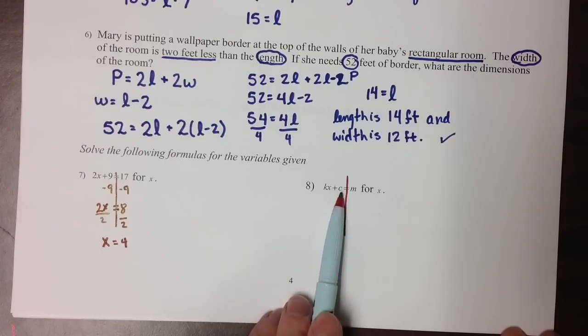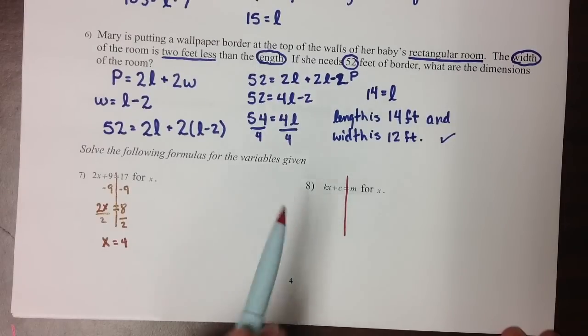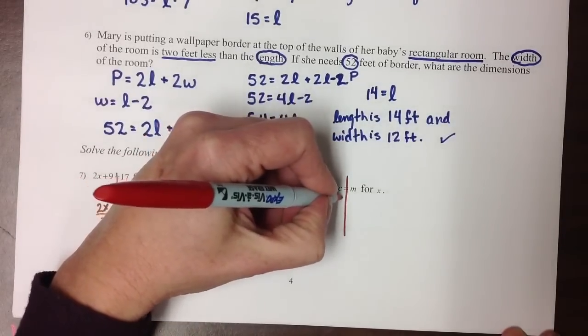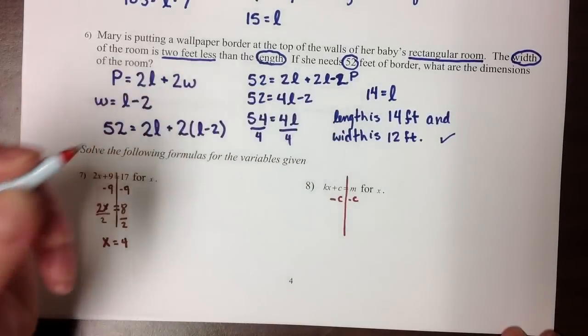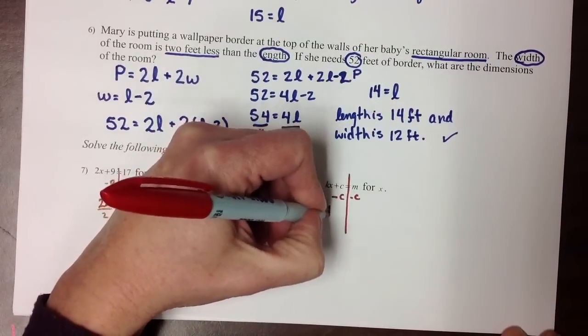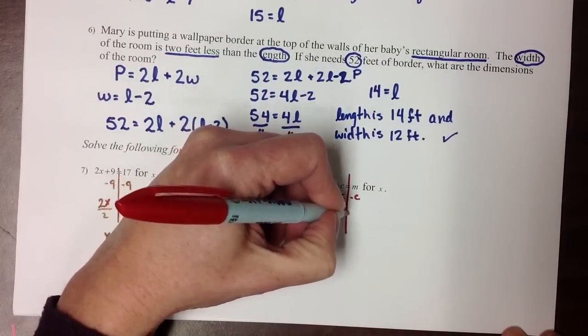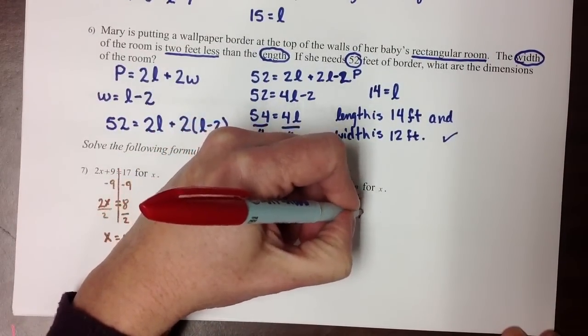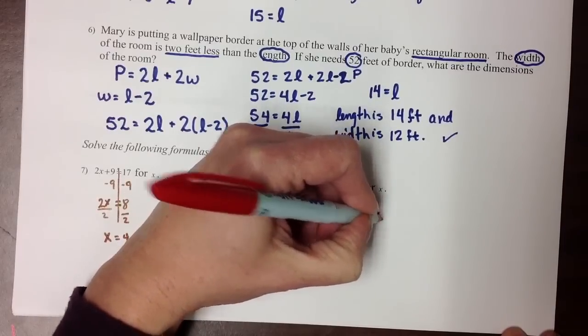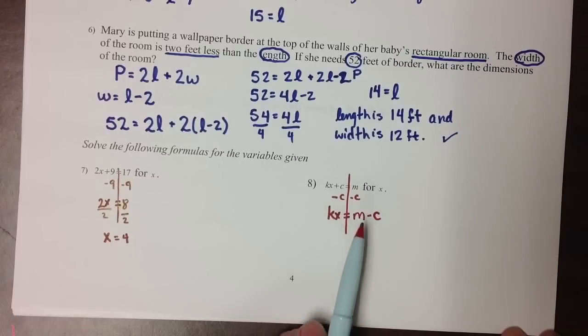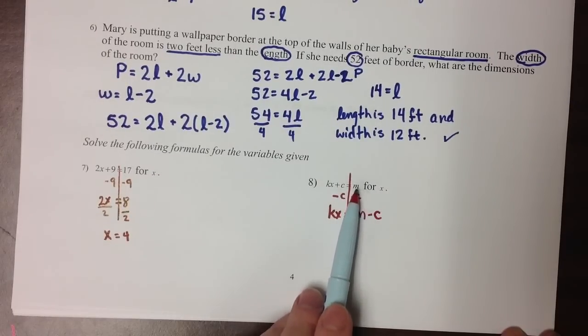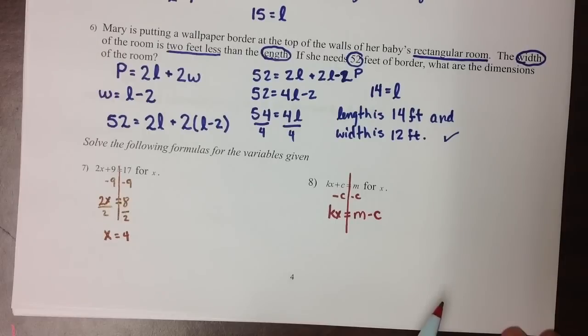My goal is still to get the x on its own, so I need to remove the c and the k. Since the c is being added to kx, I'm going to subtract c from both sides, leaving me with kx on the left and m minus c on the right. Do be careful of order with this because subtraction's not commutative. It does need to say m minus c, not c minus m.